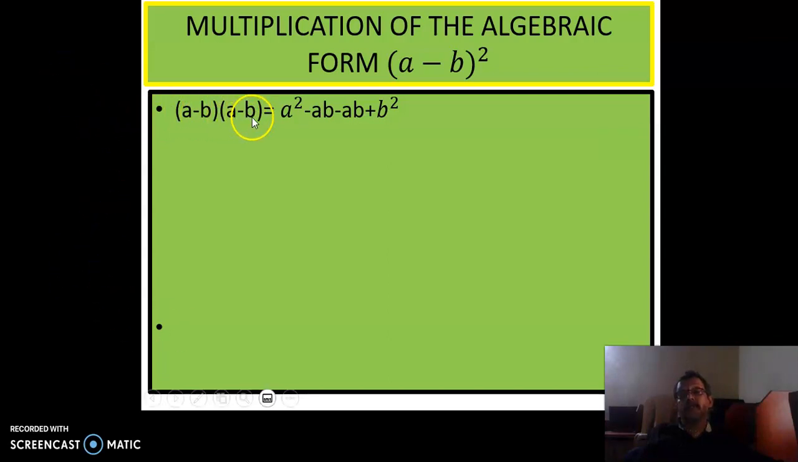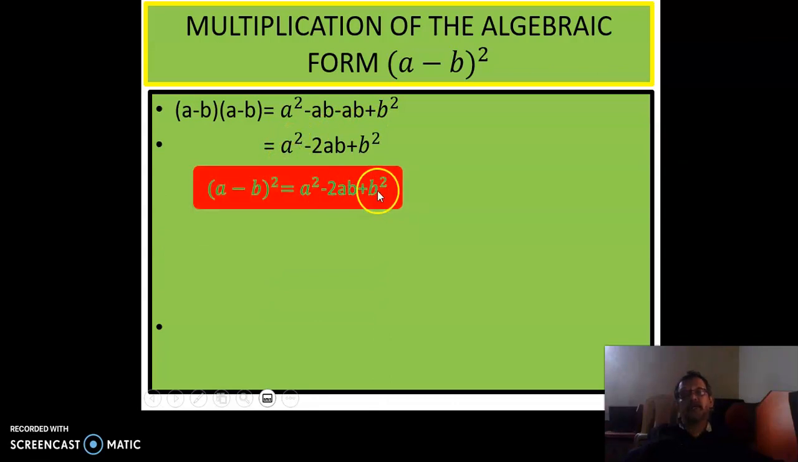Here (a minus b) into (a minus b): multiply a into a, a squared; a into minus b, minus ab; minus b into a, minus ab. ba and ab are the same because the commutative property holds good in multiplication. That is, 4 into 3 equals 3 into 4, one and the same. So minus into minus is plus b squared. So a squared minus 2ab plus b squared. So (a minus b) whole squared equals a squared minus 2ab plus b squared. So this is the formula.